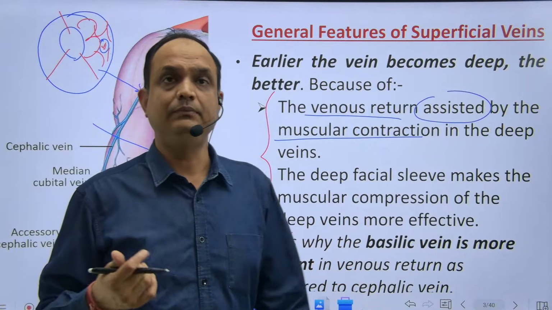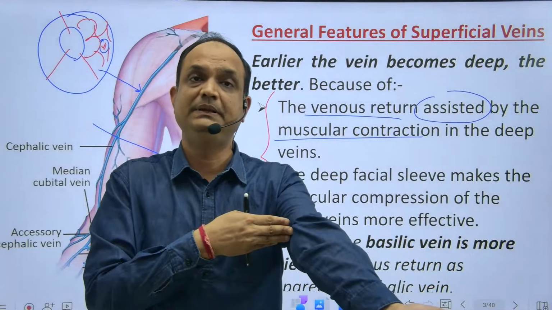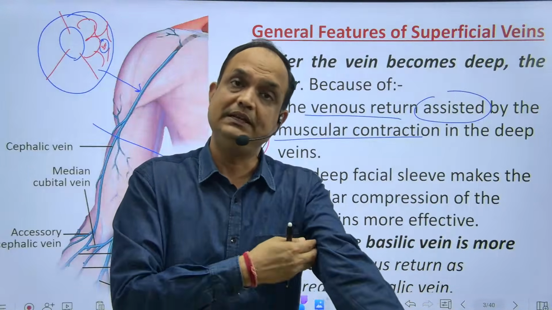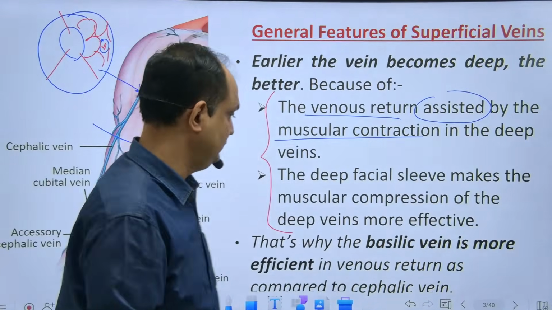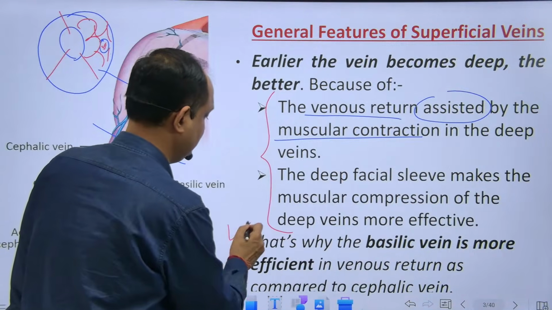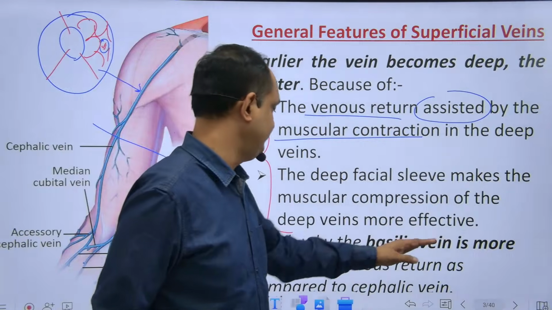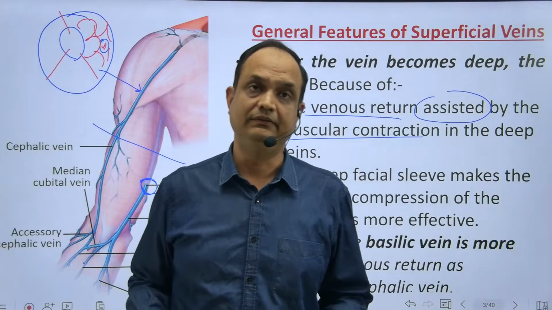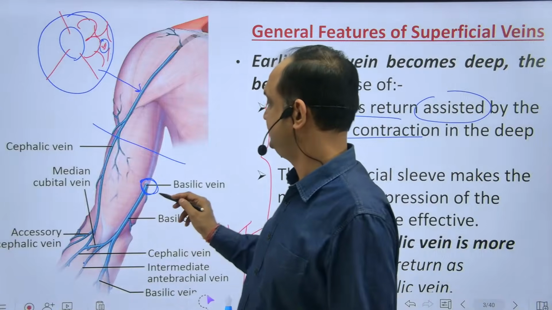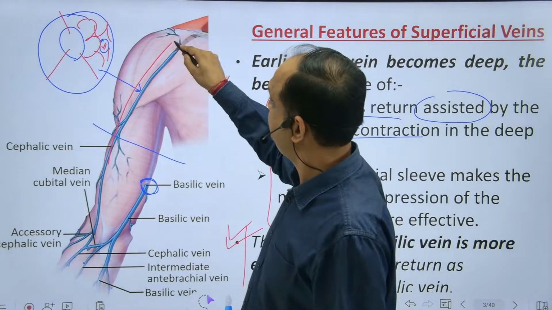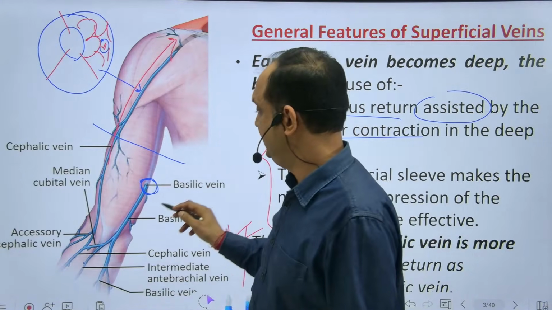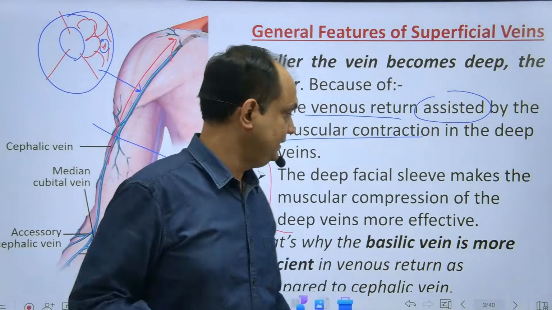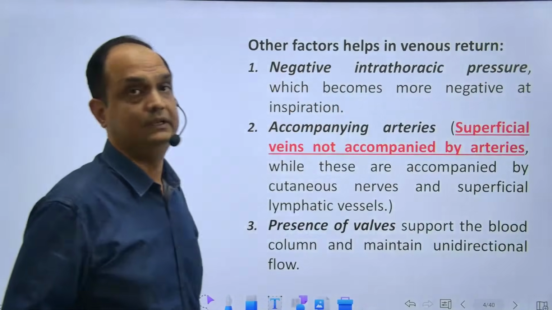In the upper limb, on the medial side you have the basilic vein, and on the lateral side we have the cephalic vein. The basilic vein becomes deeper earlier. This question has been asked many times in your exam: why is the basilic vein more efficient in venous return as compared to the cephalic vein? The answer is that the cephalic vein remains superficial for a longer path, while the basilic vein becomes deeper in the mid arm. That's why it is more efficient in venous return.